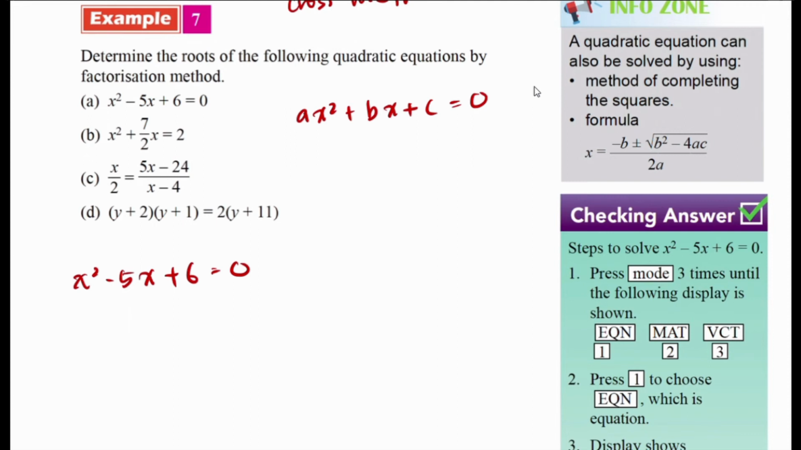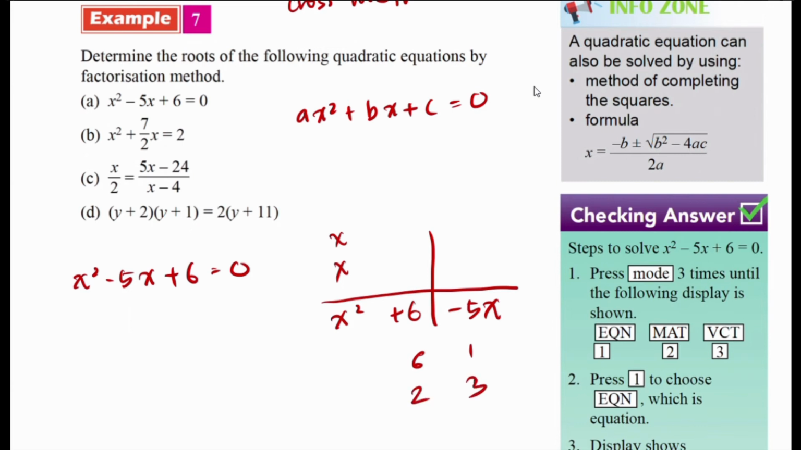Okay, it must be in general form for you to use the factorization method. Then if you learn how to factorize, you may learn how to use the cross method. So here we write x squared, positive 6, and minus 5x. So x times x, then find the factors of 6, which are either 6 and 1 or 2 and 3.